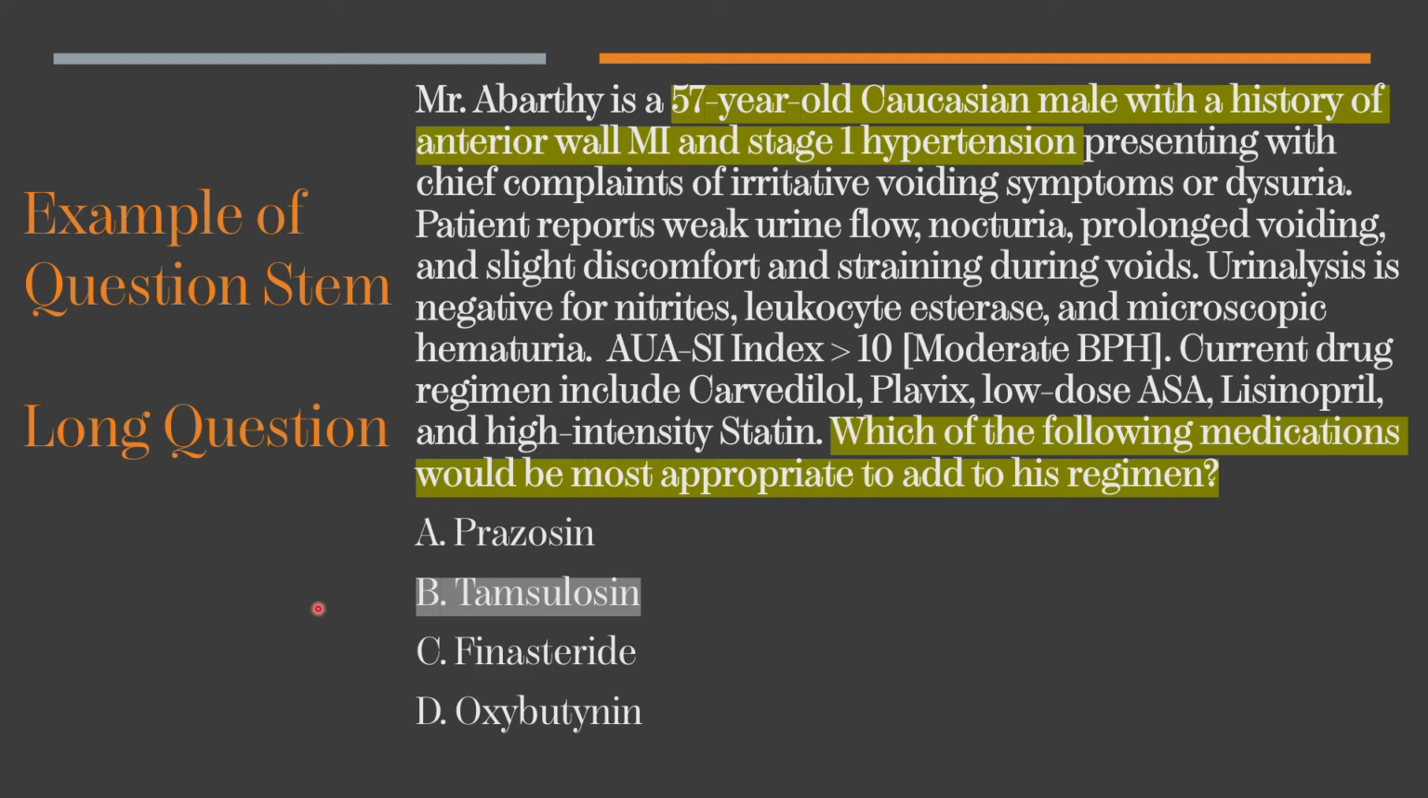Tamsulosin is the best initial therapy for BPH. This is because it is uroselective and has minimal hemodynamic effect. It causes the relaxation of the bladder neck, prostatic urethra, and prostate smooth muscles. Also, evidence has demonstrated that it has superiority in relieving symptoms.